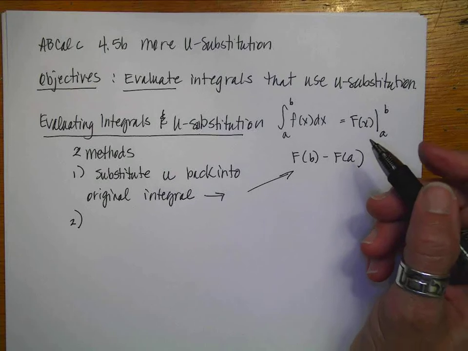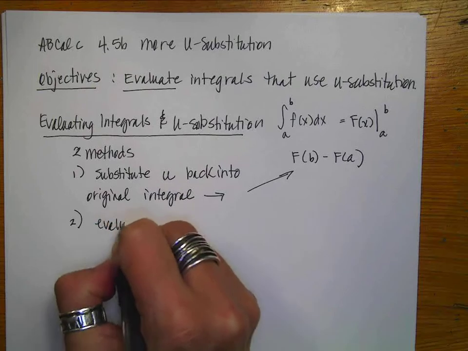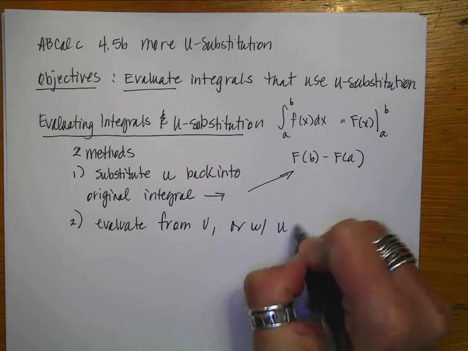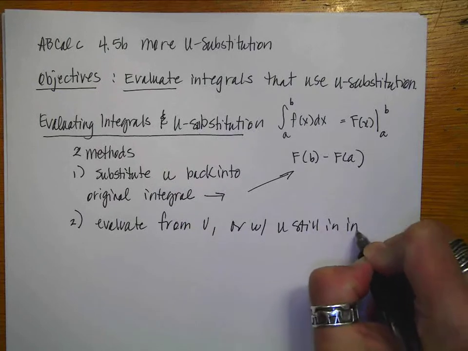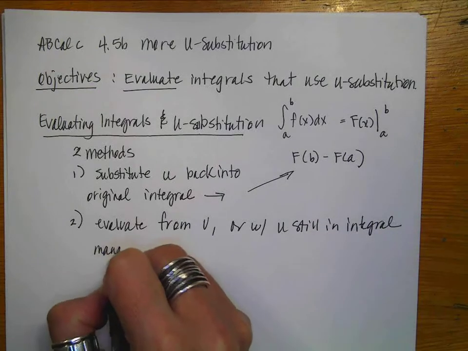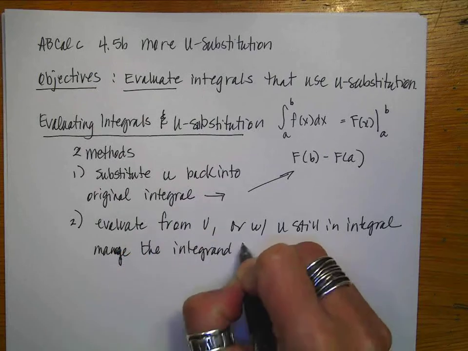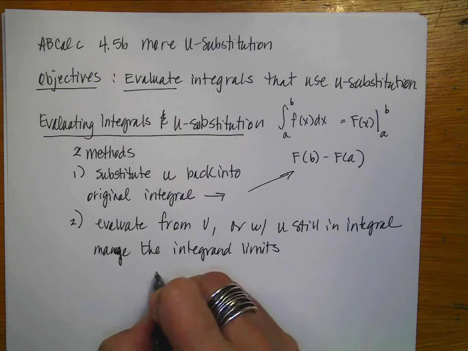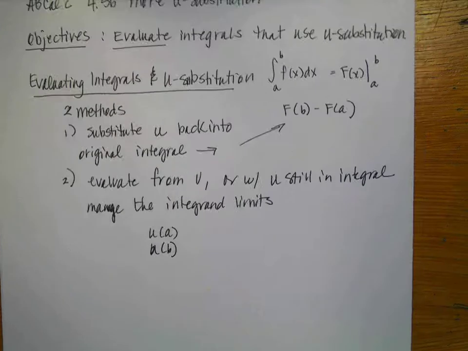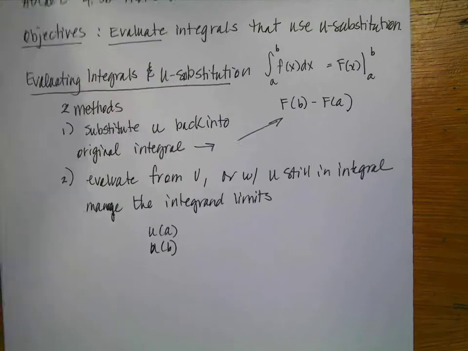Sometimes, and it gets tricky on multiple choice problems on your AP exam, they're going to want you to evaluate from U, or with U still in your integral. And if you do that, you have to redo, you have to manage the integrand limits. And I'm going to do that by evaluating U at A, and I'm going to evaluate U at B. So we'll do an example, and I'll show you what happens. And I'm going to do the same problem both ways, okay?